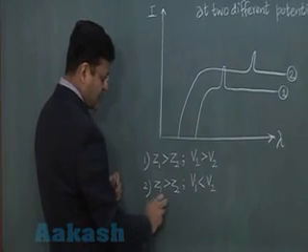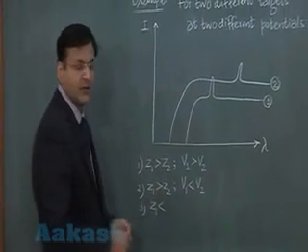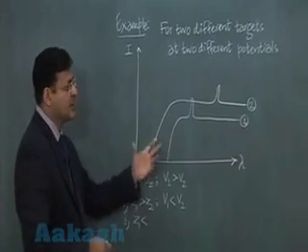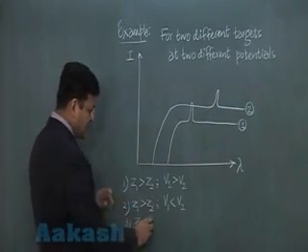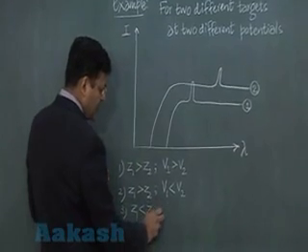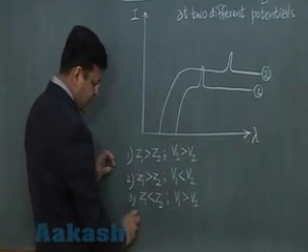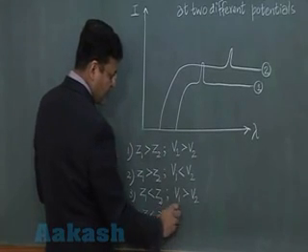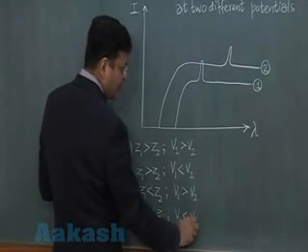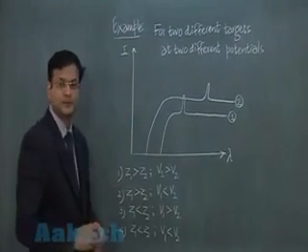Third option says Z1, what is Z? Z is the atomic number of the target you have taken. 1 and 2 is the number you are taking for these two graphs. Z1 less than Z2 and V1 greater than V2. And the fourth option says Z1 less than Z2, V1 less than V2. These 4 options have been given to you, and you have to find out which one is true.